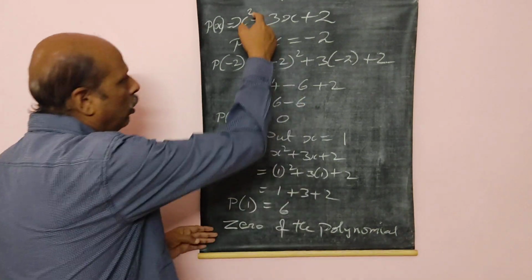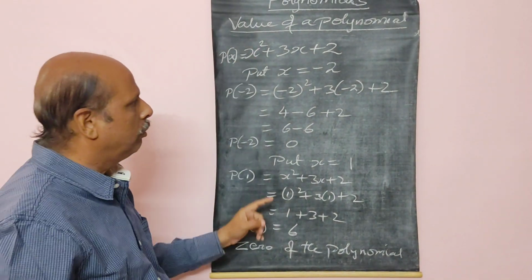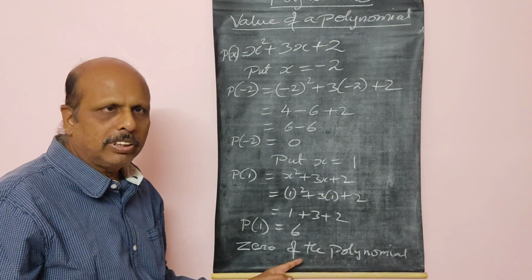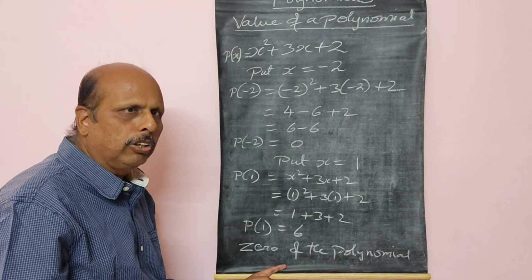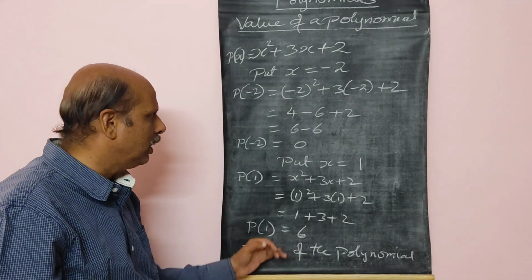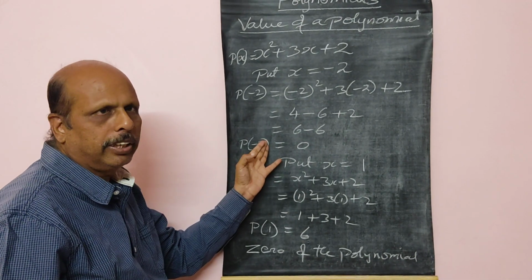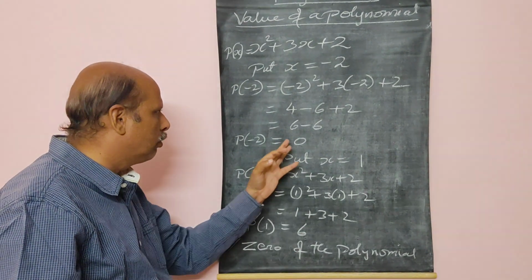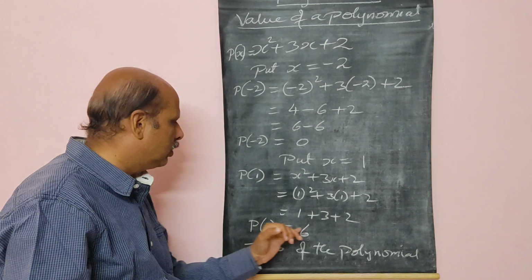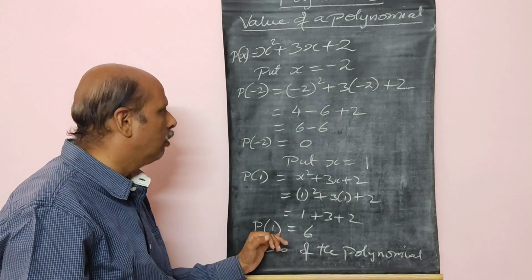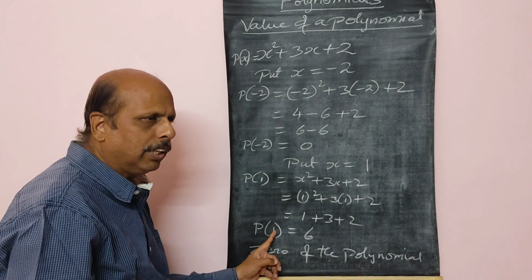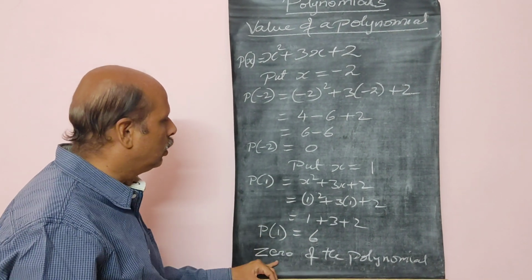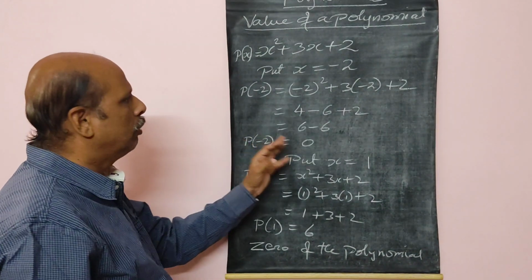Okay, it's correlated. If the value of the polynomial is 0, it is also called the 0 of the polynomial. So sometimes when they ask you to find the 0 of the polynomial, you are doing nothing but finding the value of the polynomial only. If it comes out to be 0, then we say it is the 0 of the polynomial. If it is not 0, we get some value, like the value of the polynomial at x equal to 1 is equal to 6. So that is the difference between a 0 of a polynomial and the value of a polynomial.